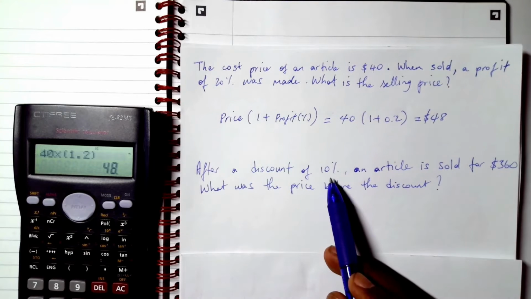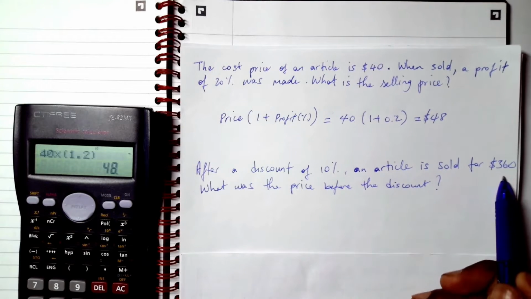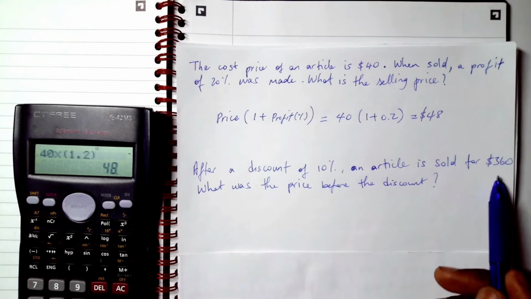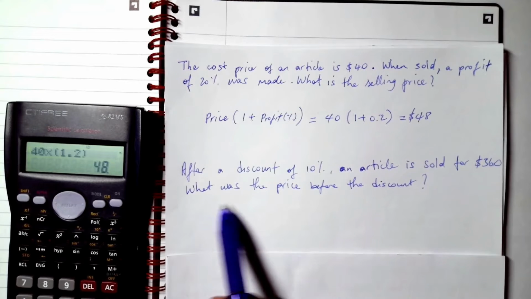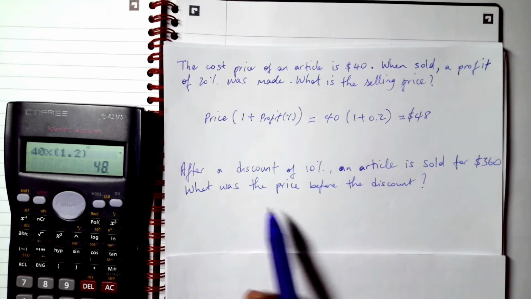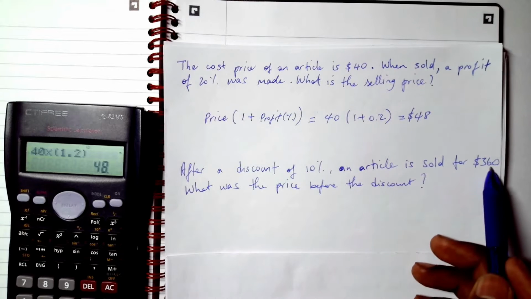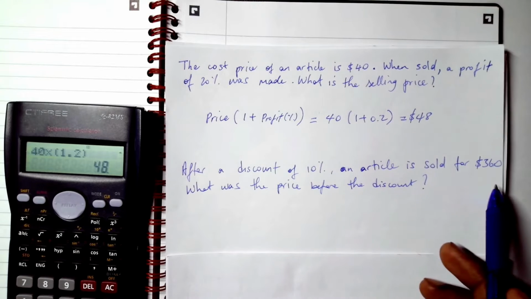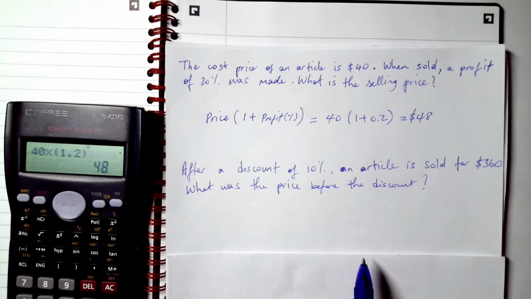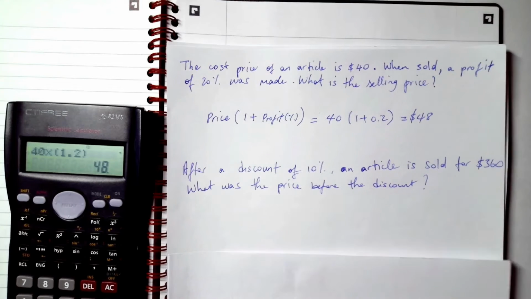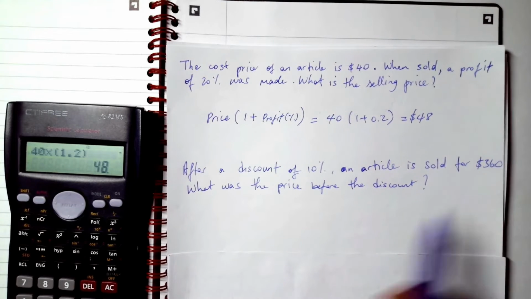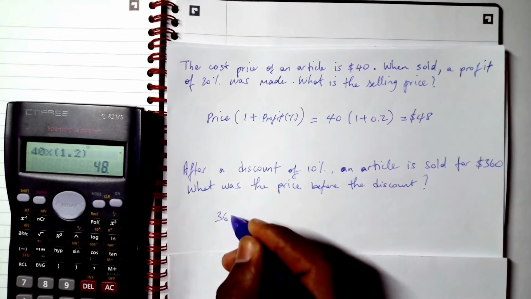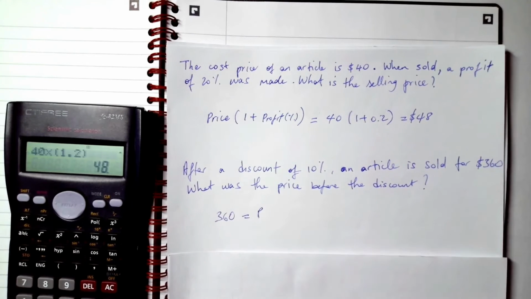After a discount of 10%, an article is sold for $360. What was the price before the discount? These questions are kind of tricky because they gave you the end result, therefore you have to find the initial price. We've done a few questions like this, I'm sure. But do you remember? Let's find out. So we know 360 is the result of something being discounted by 10%.